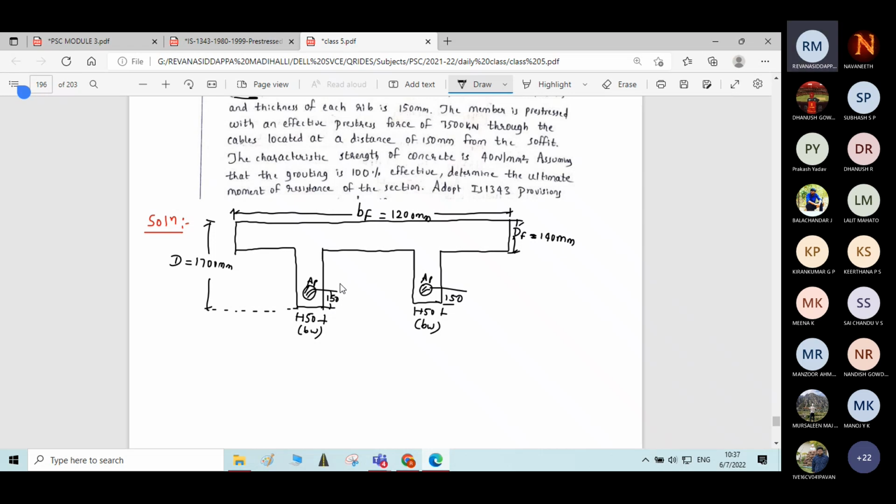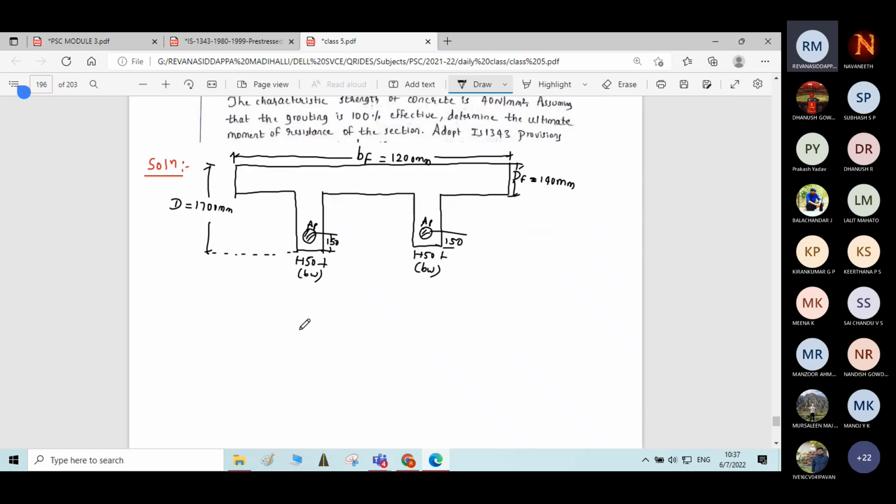The characteristic strength of the concrete is given, and the characteristic strength of the steel is not given. If it is not given, we need to assume. Assuming that grouting is 100% effective, determine the ultimate moment of resistance. I will tell you what is the meaning of grouting 100% effective.